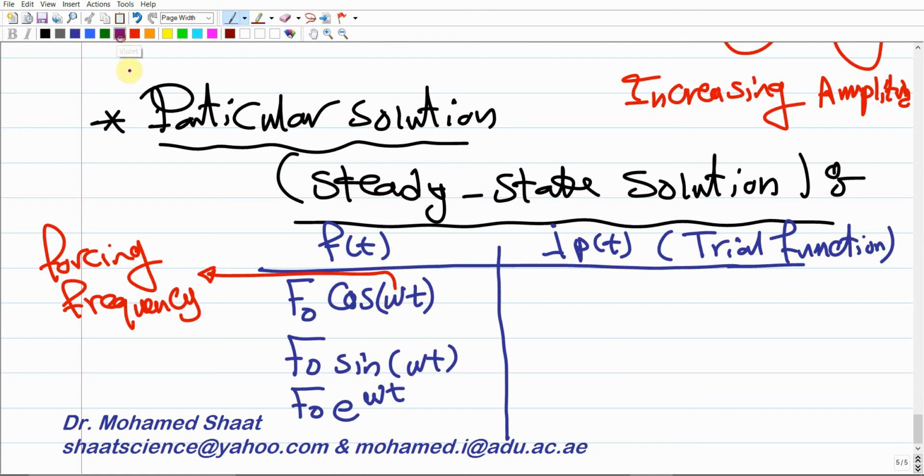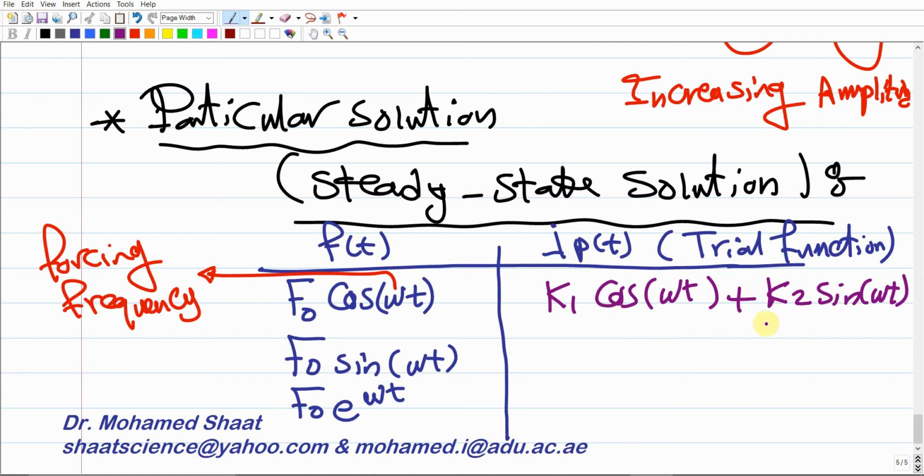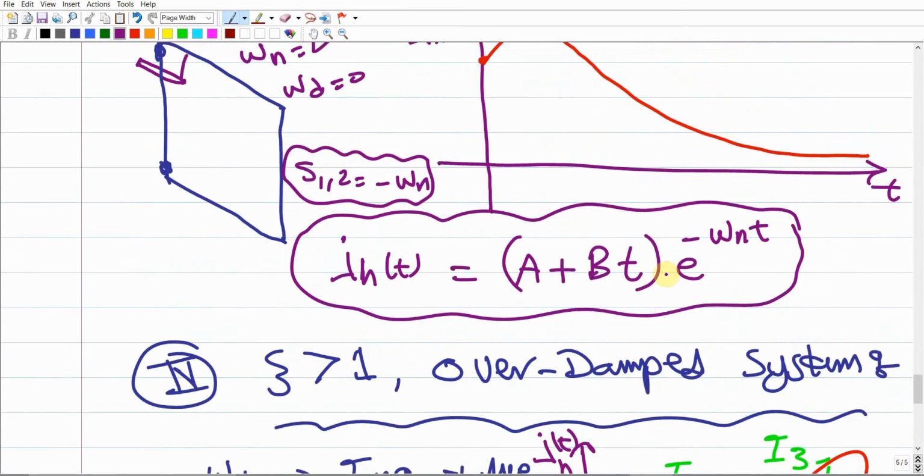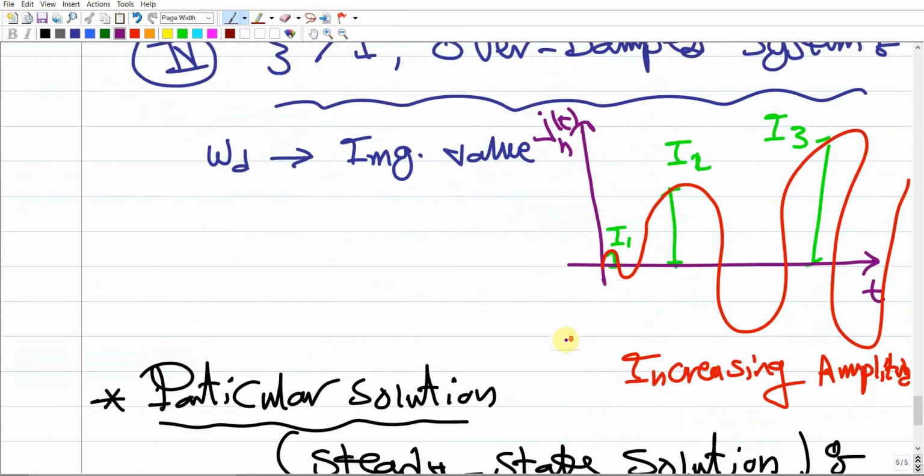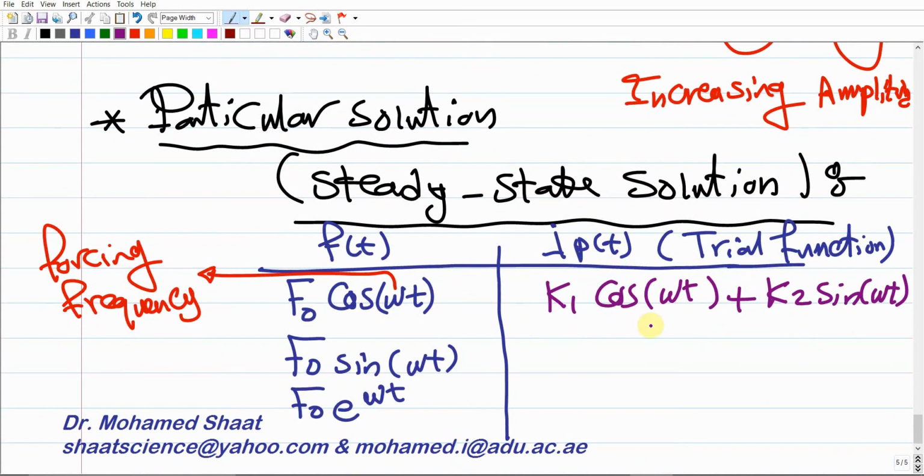For their corresponding trial functions, in case that the forcing term was given as a cosine function, the trial function that we can assume is K1 cosine omega t plus K2 sine omega t. Omega t means that this angle should be the same. If this is omega t, it should be omega t, the same angle, but you're going to consider cosine and sine terms, two terms. If you plug this into the original equation that we're already using for the I particular, we can solve this ODE to derive the particular solution.